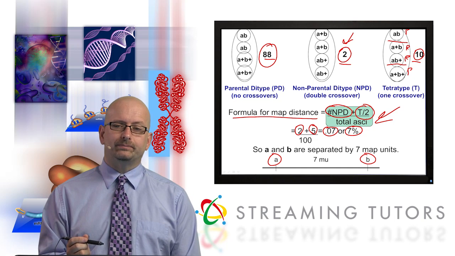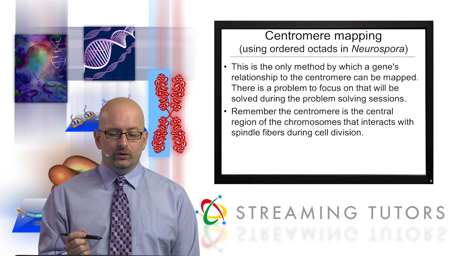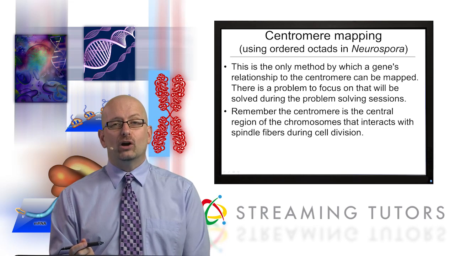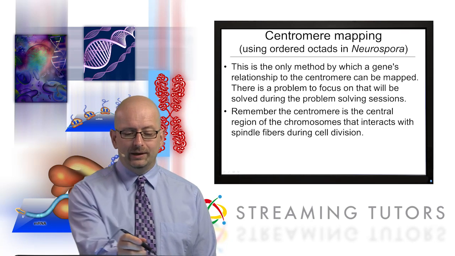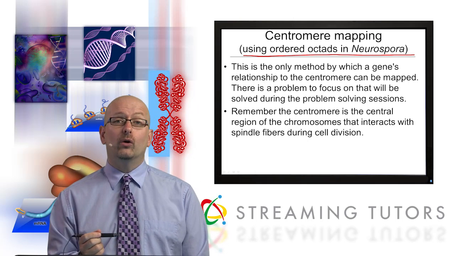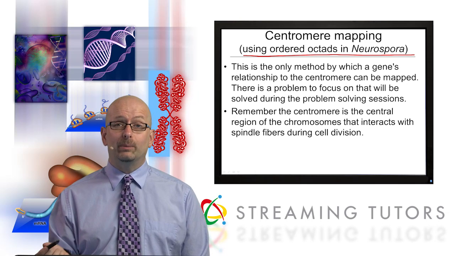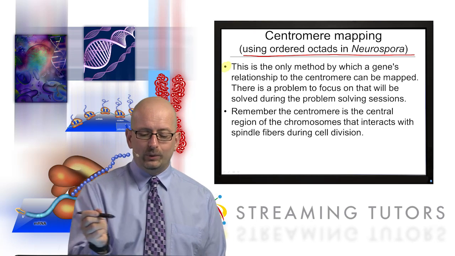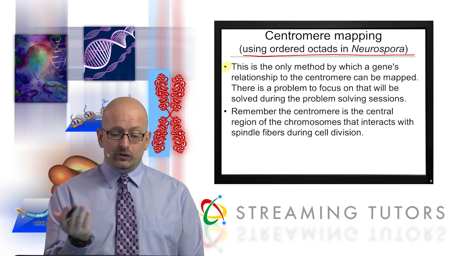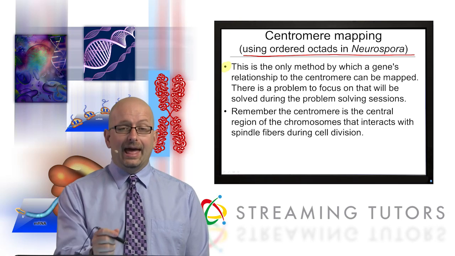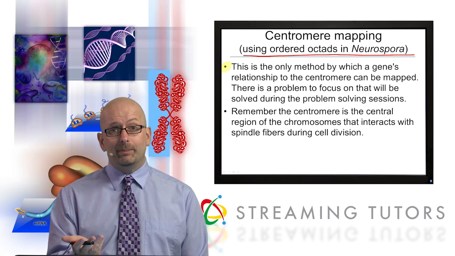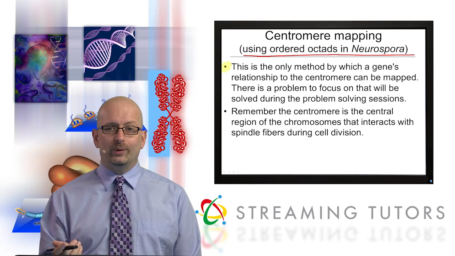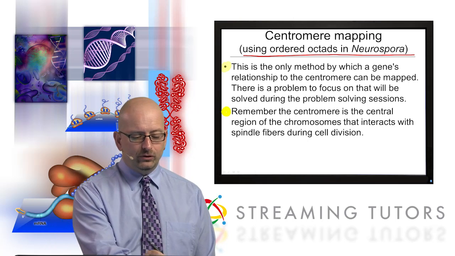I hope it's not. Now, one other thing you can do is centromere mapping. I like centromere mapping. You may not share my affection, but you may have to do it. And pretty much if you do this, you're going to be using ordered octads, probably from Neurospora. It's really the only method by which the gene's relationship to the centromere can be mapped. And if you want to do a problem about this, there's one of the problem-solving sessions that you can challenge yourself with. All right? Now, what is the centromere again?